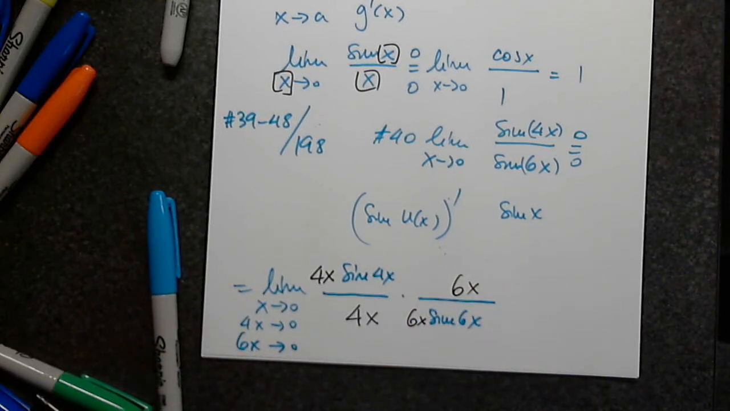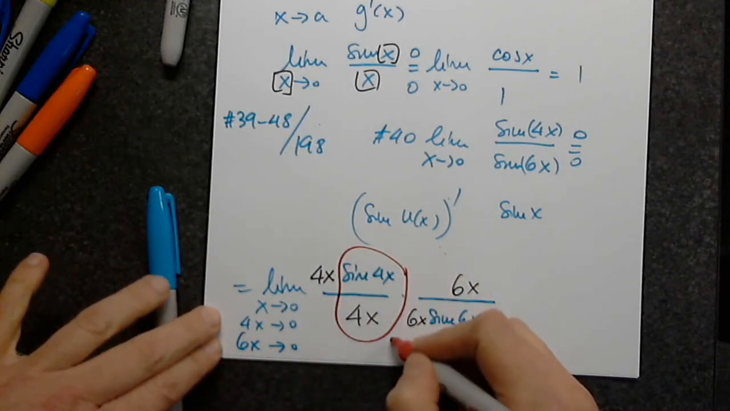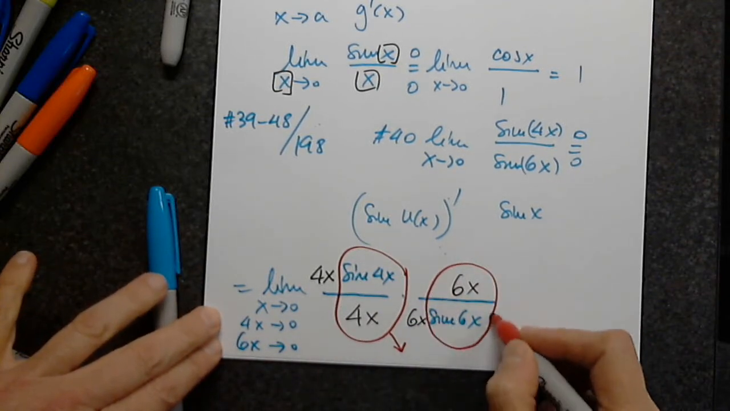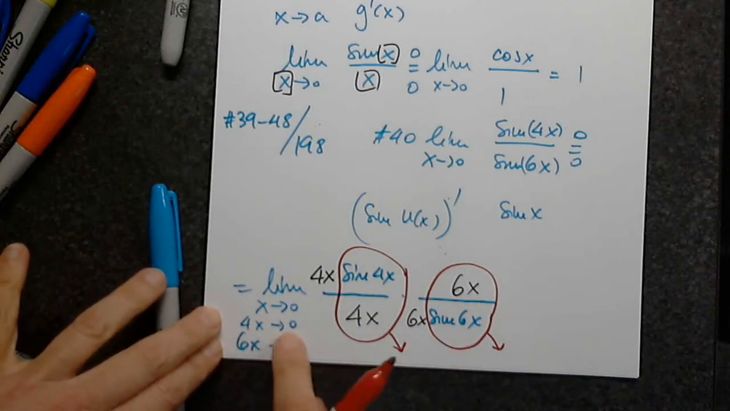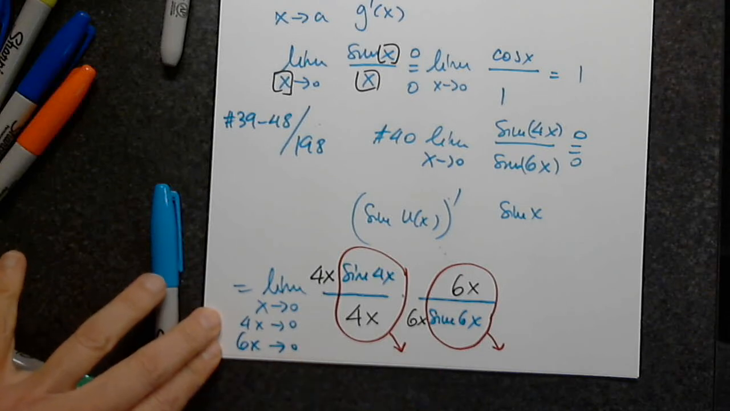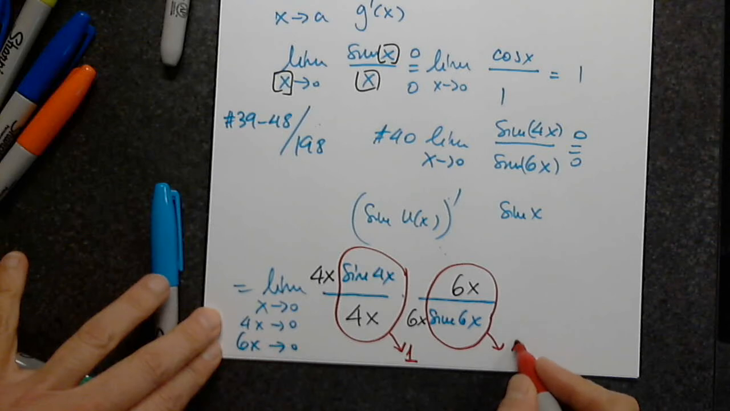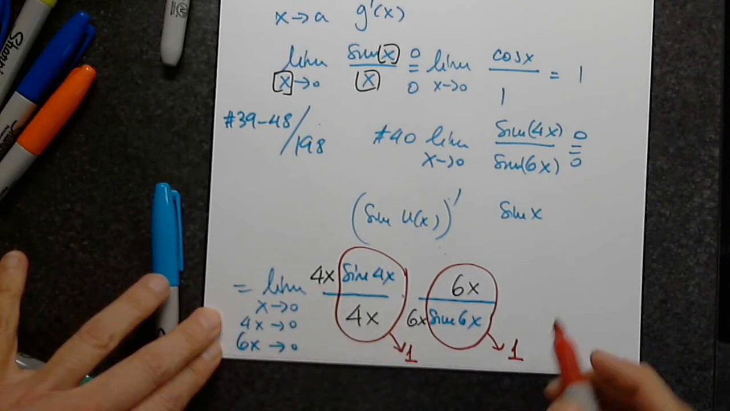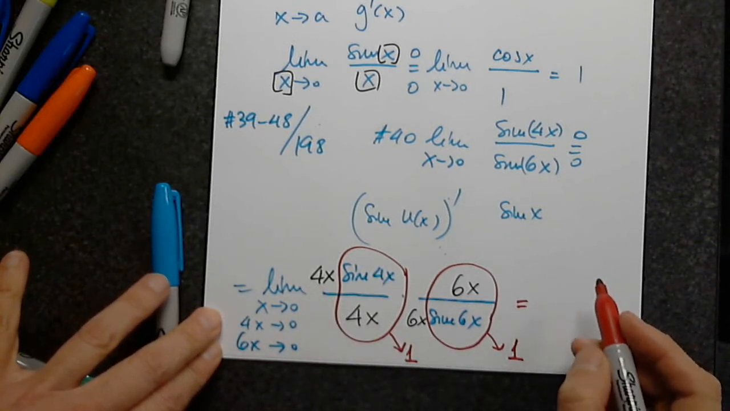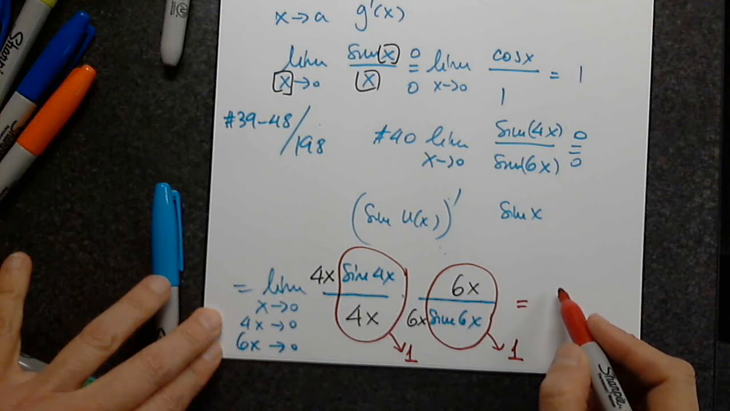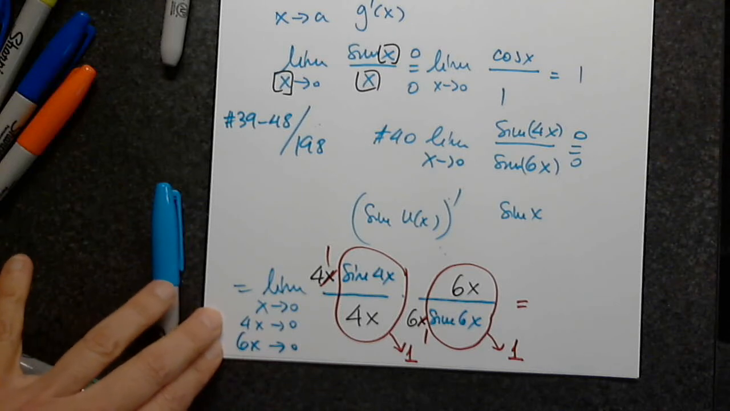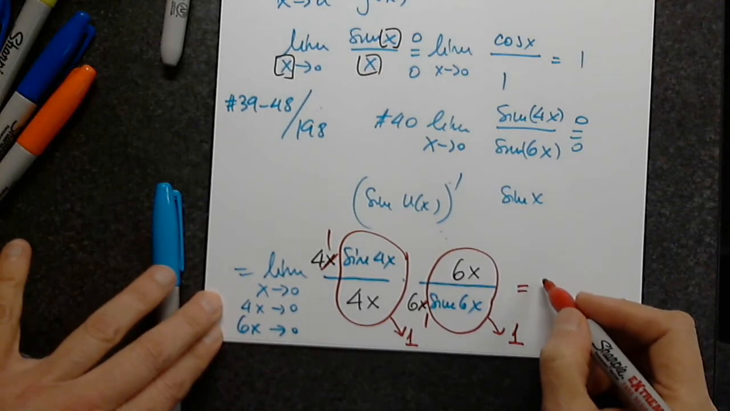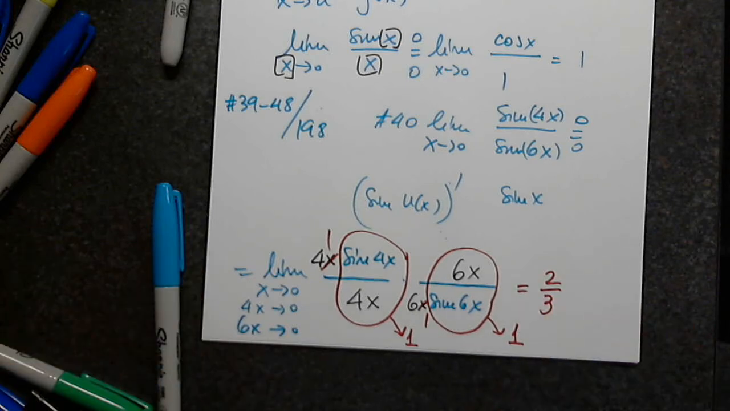So now all I would like you to tell me is, where does this go? And where does this go as x approaches 0, or actually 4x approaches 0, or actually 6x approaches 0? Where does this go? 1. Where does this go? And I have 4x over 6x. Where does that go? Well, of course, I'll simplify the x, right? I remove an x from the top and an x from the bottom, and then I get 2 over 3.